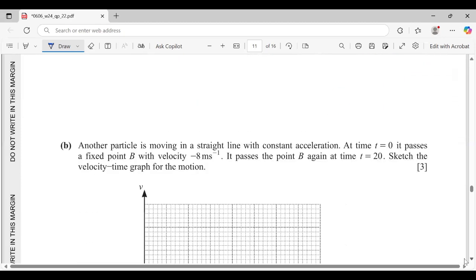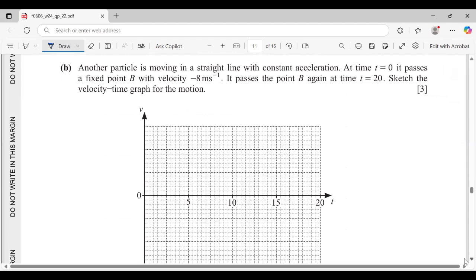Next question. Another particle is moving in a straight line with constant acceleration. At time t equals 0, it passes a fixed point B with velocity minus 8 meters per second. It passes the point B again at time t equals 20. Sketch the velocity-time graph for the motion.